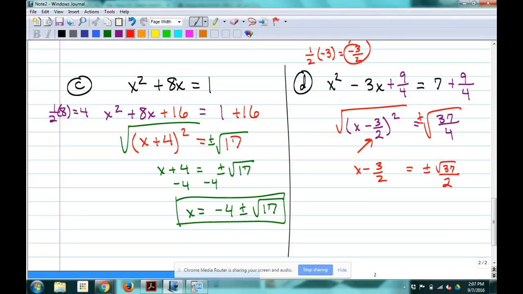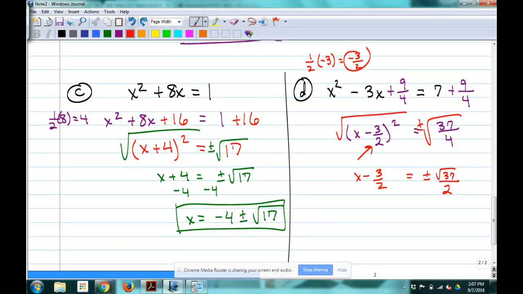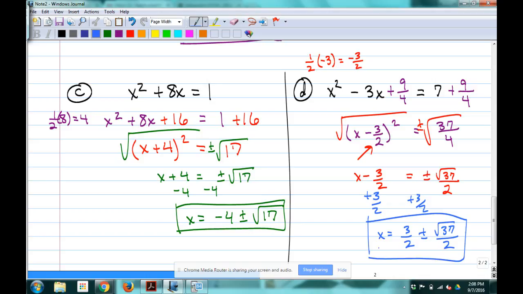Or 1.5 if you're thinking decimal wise, but I'd rather see the fraction than the decimals. Add the 3 over 2. 3 over 2 plus or minus square root of 37 over 2. That's 2 answers that we're finding there. So really, if you give us 20 problems, we're finding 40. Yeah, you should have 40 answers when you do a double number of problems.